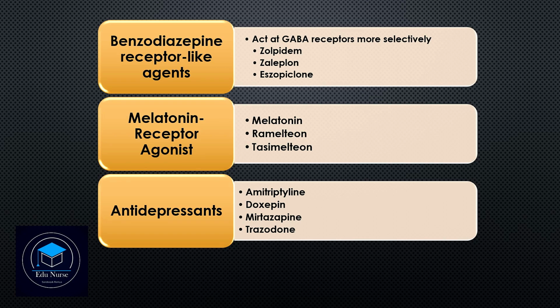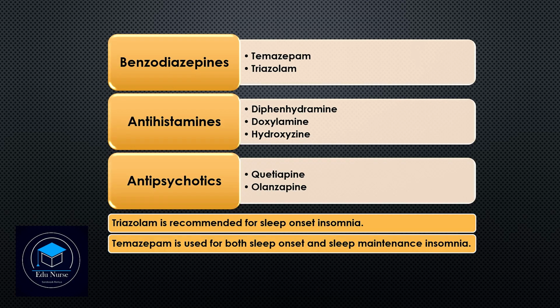Antidepressants are another kind of drug used in the treatment of insomnia, and those include amitriptyline, doxepin, mirtazapine, trazodone. These drugs are thought to affect sleep by influencing the concentrations of neurotransmitters in the brain, such as dopamine, norepinephrine, serotonin, acetylcholine, and histamine.